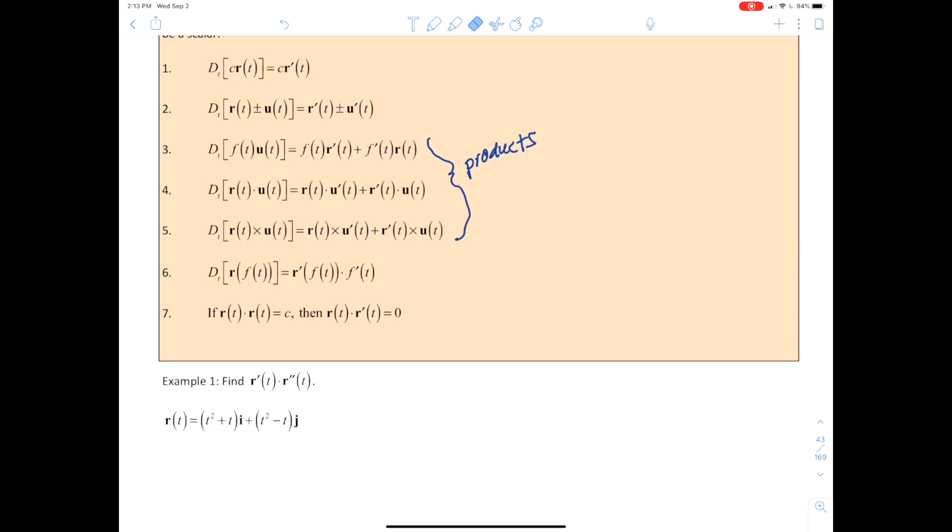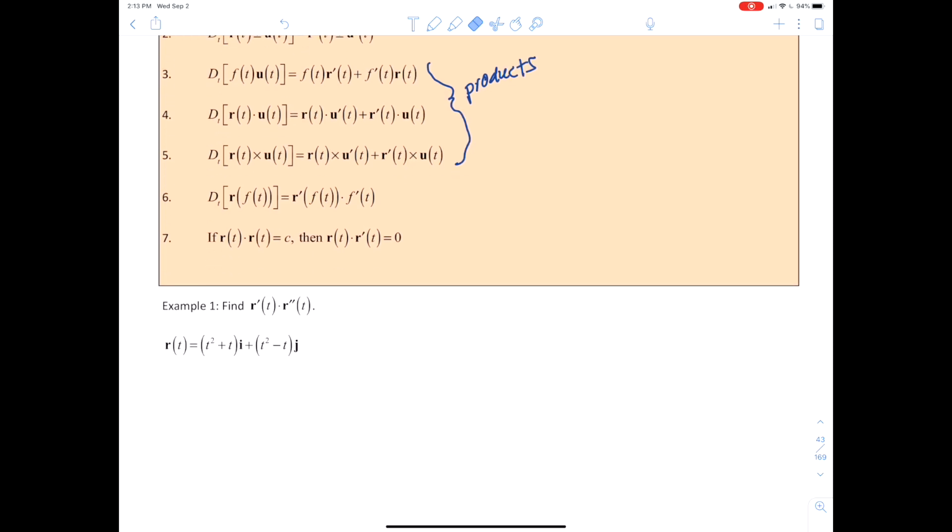All right. So here we go. The 6 represents like the chain rule. And then, of course, if you have a dot product of a vector valued function with itself that equals some scalar c, then it turns out that the dot product of the vector valued function and its derivative is going to be 0. Cool? Okay, so let's go ahead and take a look at some examples.